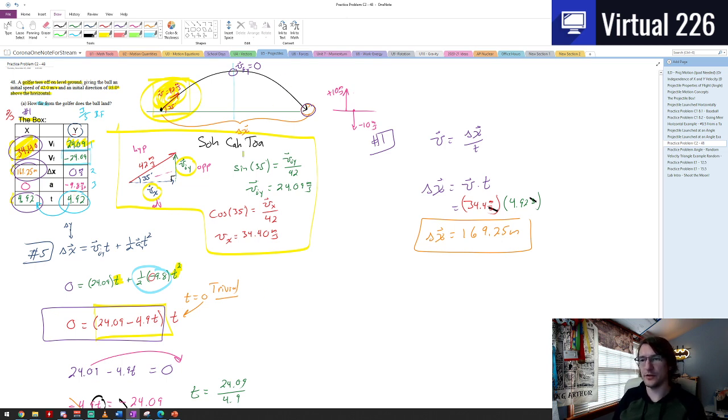All sorts of different stuff you can do here, but just really think about what you have, fill out your box, and move accordingly. Okay, so for now, this has been finished.